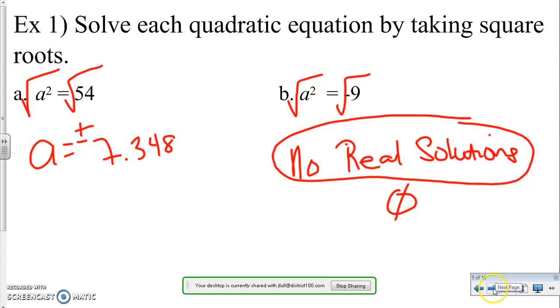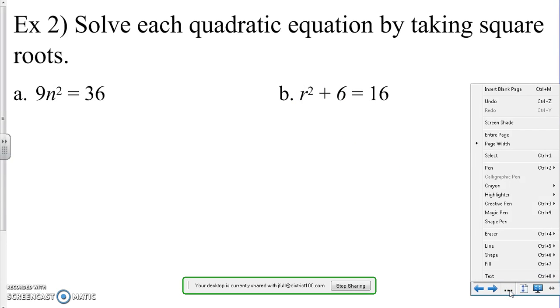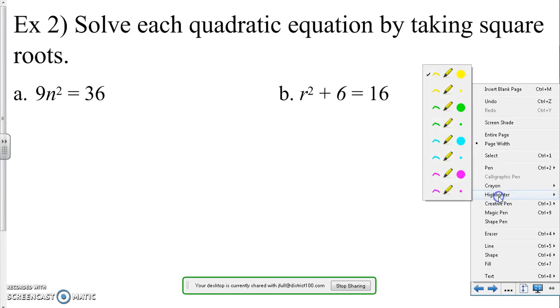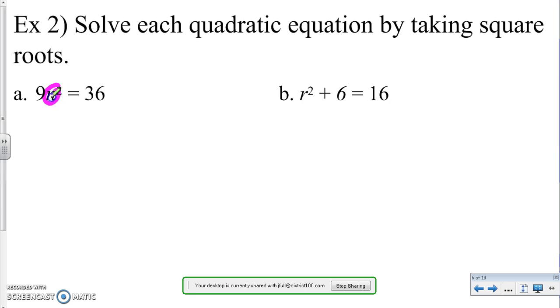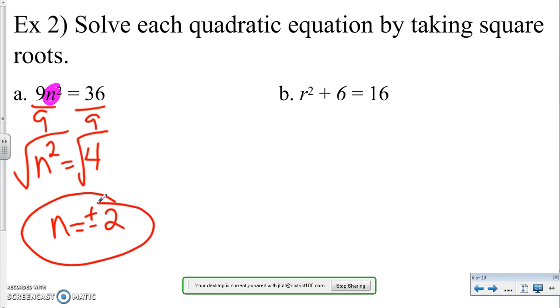Okay, so pretty basic. Let's add a step or two. So next example, we're going to go ahead and have to isolate the part that is being squared. So let's highlight that. In this problem, we are squaring the n. So that means I need to cancel that 9. A lot of you like to try to subtract that 9. I actually need to divide in this case because it's right next to it. So n squared equals 36 divided by 9, which is 4. Now that that n squared is alone, we can take the square root of both sides. So the square root of n squared is n. Square root of 4 is 2. And we have a plus or minus sign. And that's it. That's our final answer.